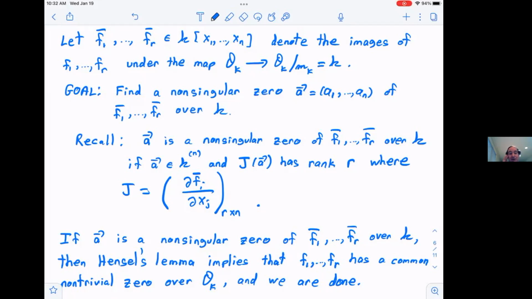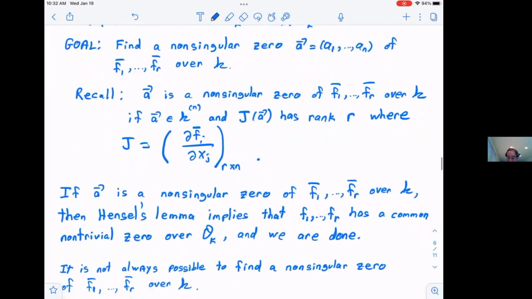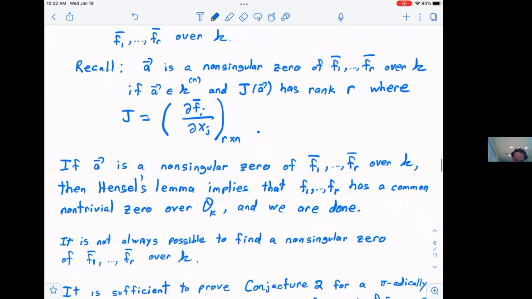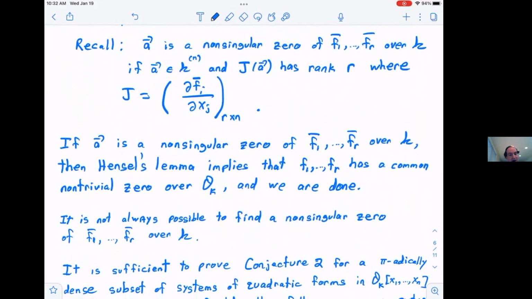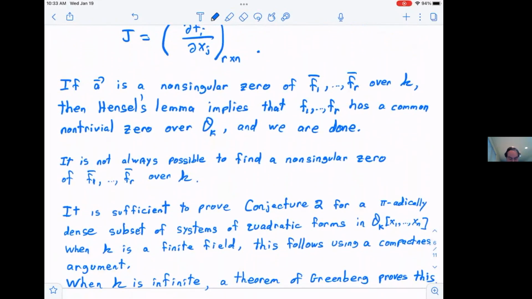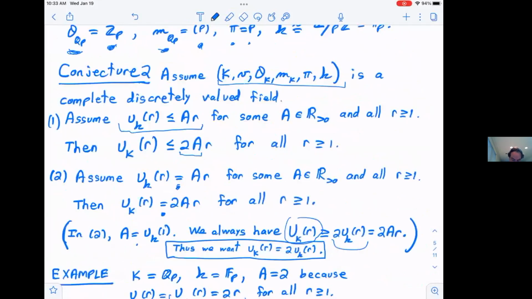So you might say, oh, so this strategy maybe isn't so good, but wait. It is not always possible to find a non-singular zero, although it's hard to give an example, but there are examples. Well, it turns out, and again, this idea still goes back to the 1960s, it is sufficient to prove conjecture 2 for a p-adically dense subset of systems of quadratic forms. Sorry, my iPad is too sensitive at times.